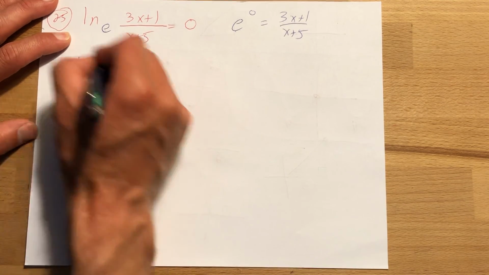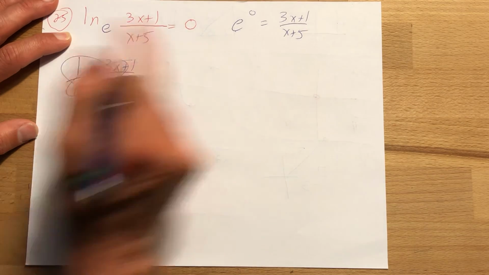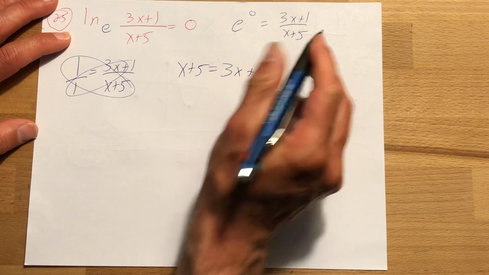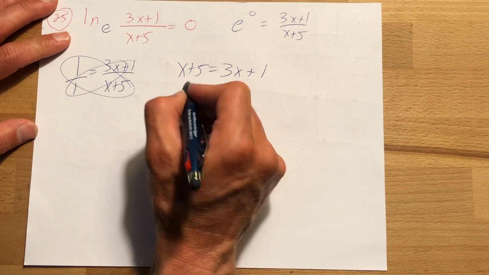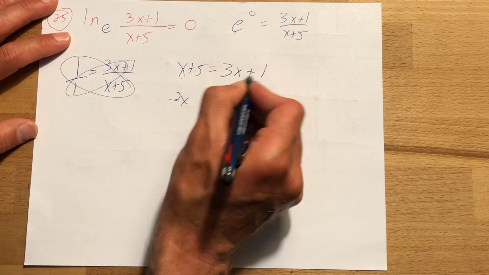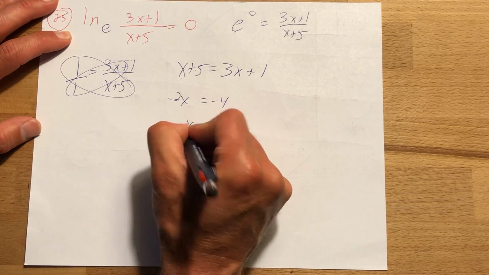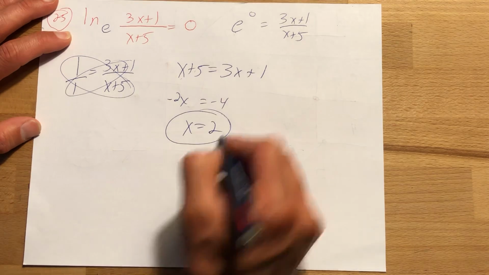You're going to cross multiply because this is a proportion. X plus 5 equals 3x plus 1. You're going to subtract 3x to get -2x. You're going to subtract 5 to get -4. And divide by -2 to get x equals +2. And that's your answer.